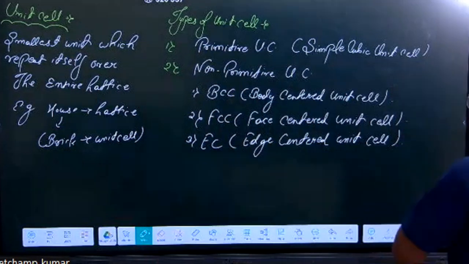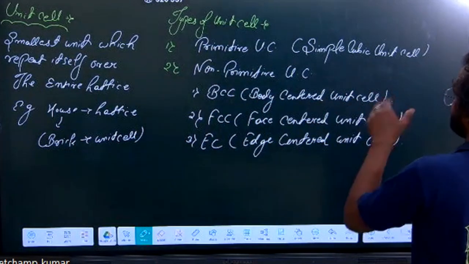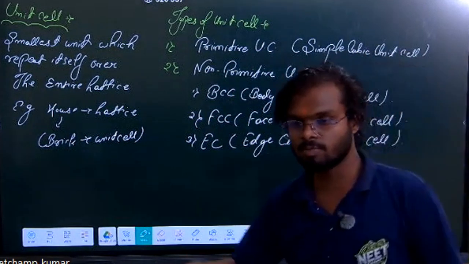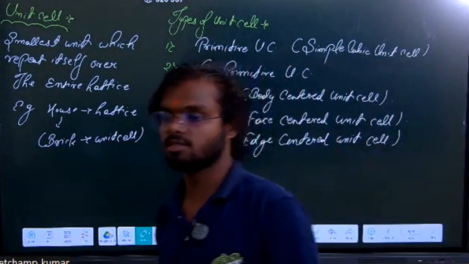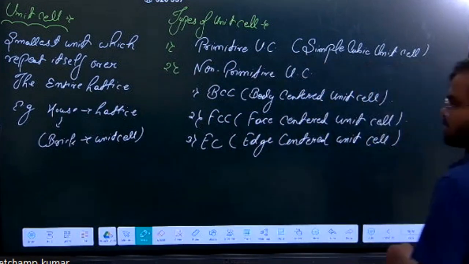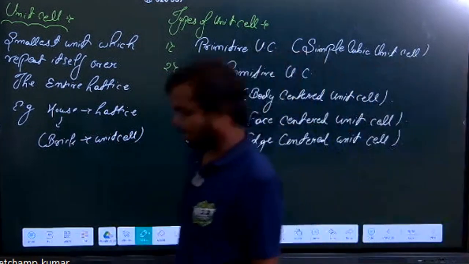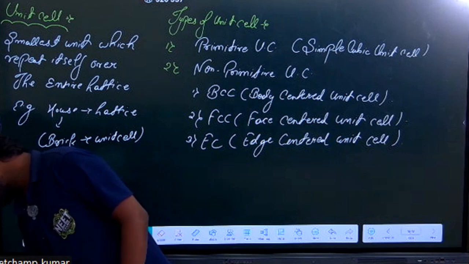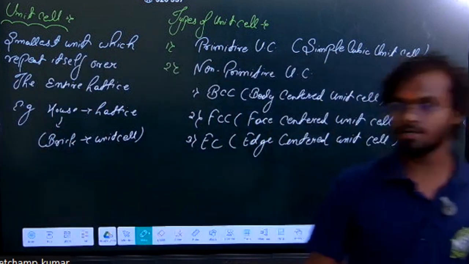And there are different types of unit cell we have seen. Primitive means simple cubic unit cell, for example, simple cubic. The meaning of primitive is conventional, a normal unit cell. Non-primitive means not conventional, where some other types of variations will be there. We will discuss those variations. Till here everything is clear.